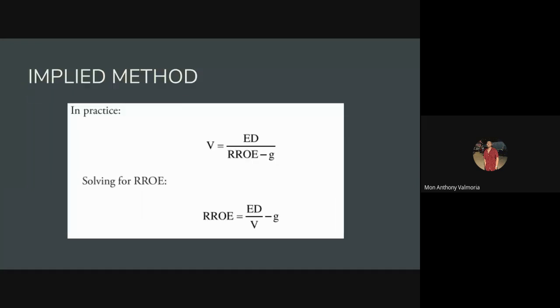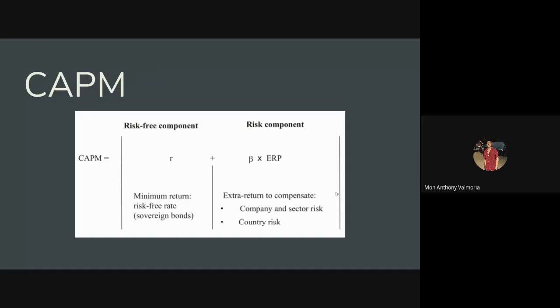The calculation methods given here are for mere information purposes. Valuers are not required to independently calculate the risk premium, as there are various sources that can be relied on. However, valuers must carefully consider which country they should refer to. So lastly, for the overview of the CAPM, this is the formula for CAPM. To review, risk-free component and the risk component: R plus beta times ERP. Minimum return, risk-free rate, and the beta and the ERP.